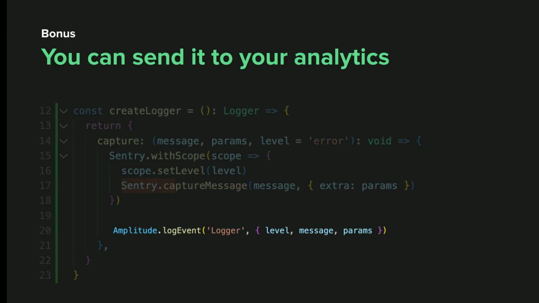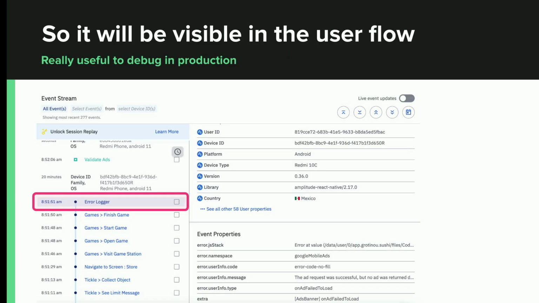As a bonus, I like to send this information to Amplitude also. So you can add one more log event. And the benefit of this is you can really understand your user behavior when an error happens. It's not just about the stack trace and a lot of technical information, but it's also what happened during the flow of the users.